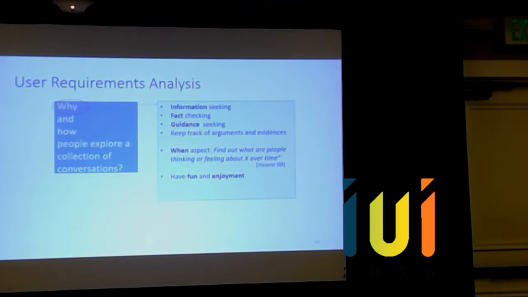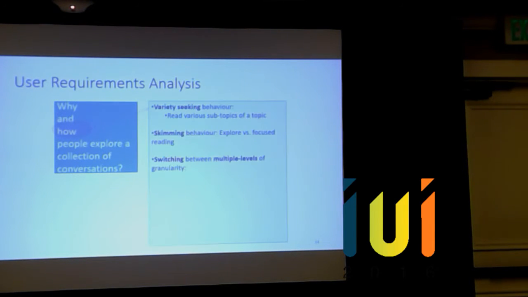When we analyzed why people explore conversations, we found that the users typically read online conversations, that is blogs, to seek information and opinion about their topics of interest. And they also would like to understand the when aspect, like, for instance, when iPhone bending went viral, when there were more positive versus negative opinions about it, and so on. And sometimes people explore conversations just for fun and enjoyment. So from this analysis, we decided to use topics, sentiments, and time as some of the primary dimensions of the data that we would like to visualize.